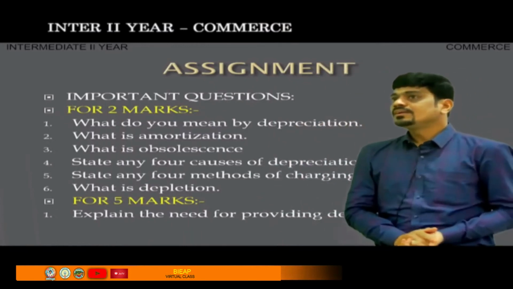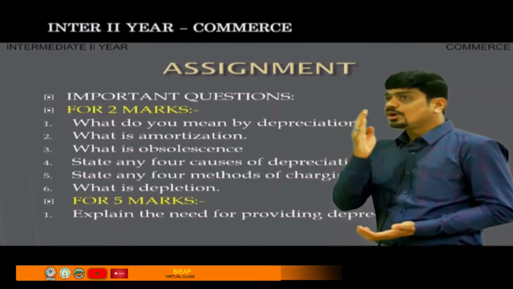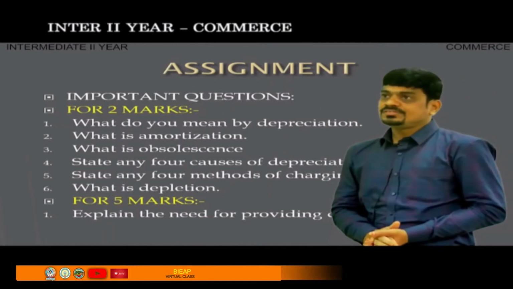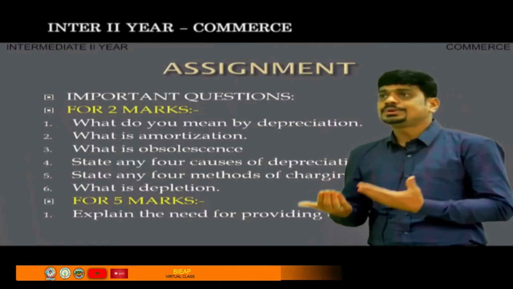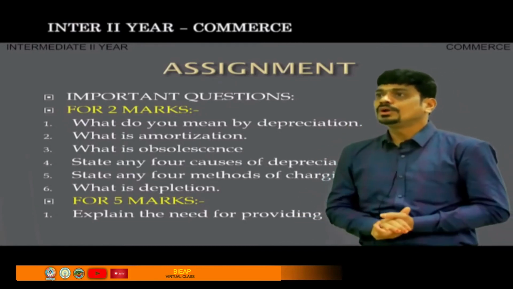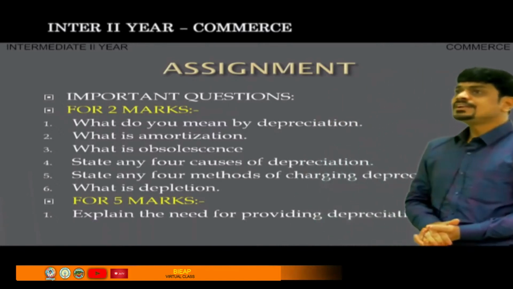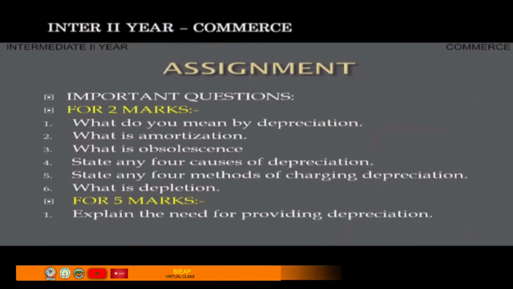Apart from that, I gave you another 2 questions: what are the 4 causes for depreciation, and any 4 methods of charging depreciation. Any 4 methods of your choice you can write, whether straight line, annuity, depreciation fund, whatever you want. Then when it comes to 5 marks, usually we expect the question: explain the need for providing depreciation.